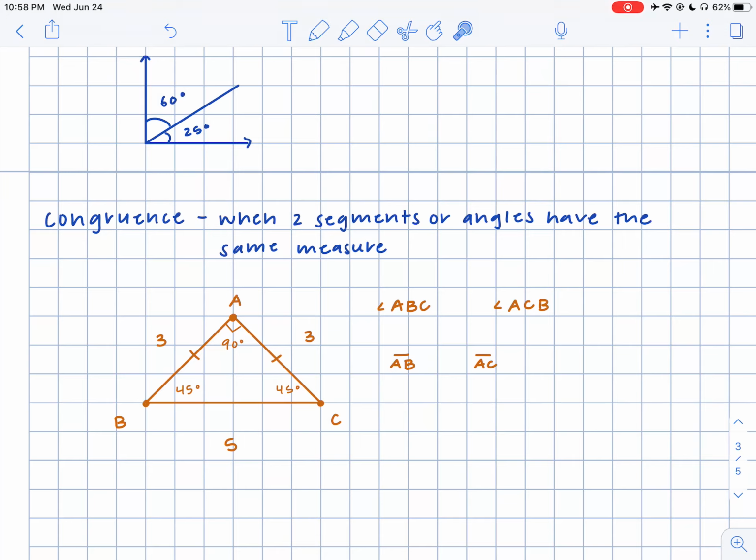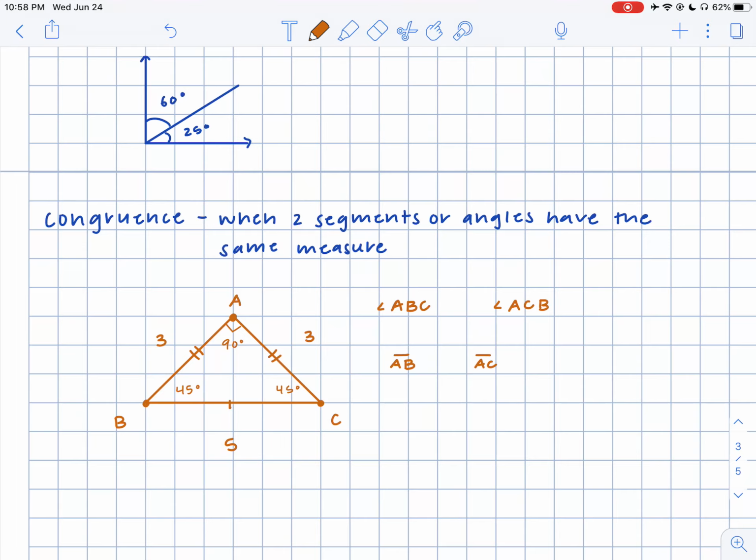Now, segment BC is 5 centimeters, so it is not the same measure as these two segments. So this segment is not congruent to this segment or this segment. So we would give it a different value of hash marks. We can give it 2 hash marks, or we could give it 1, and we could give these 2, it doesn't matter, as long as the congruent segments have the same value of hash marks.